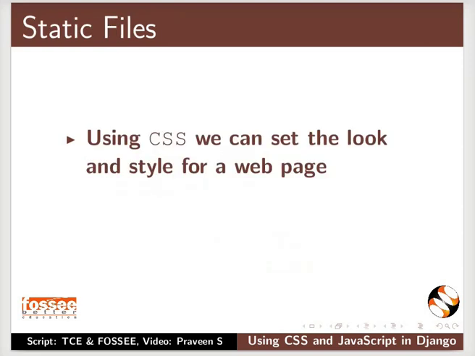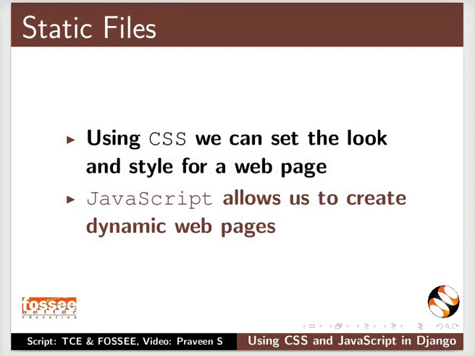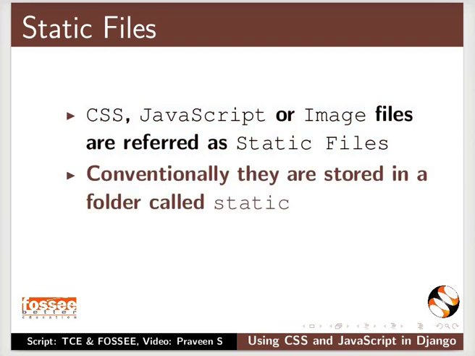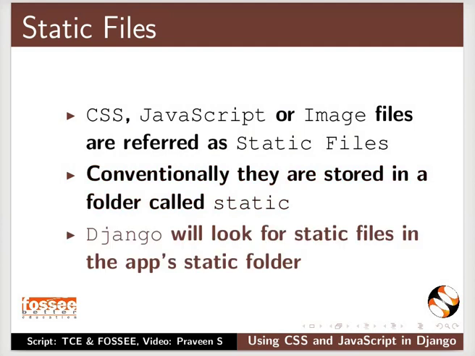Using CSS, we can set the look and style for a web page. JavaScript allows us to create dynamic web pages. In Django, CSS, JavaScript, or image files are referred to as static files. Conventionally, they are stored in a folder called static. Django will look for static files in the app's static folder.